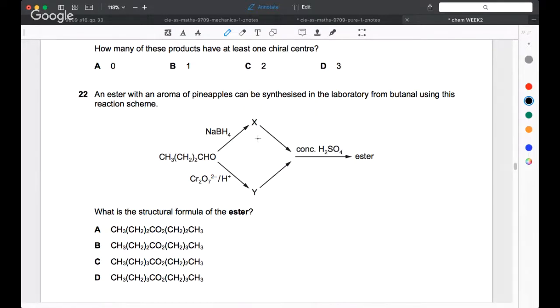So first, create... I'll just do X and Y, right? So first, what happens when you have this? You create a primary alcohol. So it reduces. And then here you create a carboxylic acid.